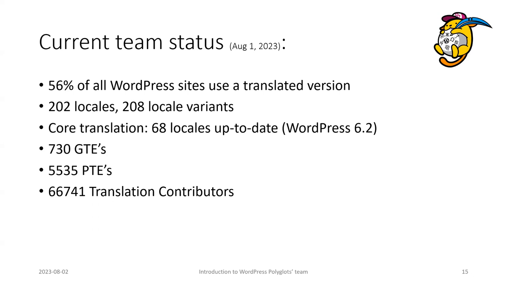Right now, overall locales, we've got 730 global translation editors defined. Here, you should note that a few people are GTEs for several languages, and therefore they may count two or three times. In the same way, we've got 5,535 users defined as translation editors for one or more projects. That could be a theme or a plugin or several themes and several plugins. And here again, a few users are defined for several languages. And we've got a total of 66,000 active translation contributors over the last year. So I usually say that WordPress Polyglots is the biggest team of them all.